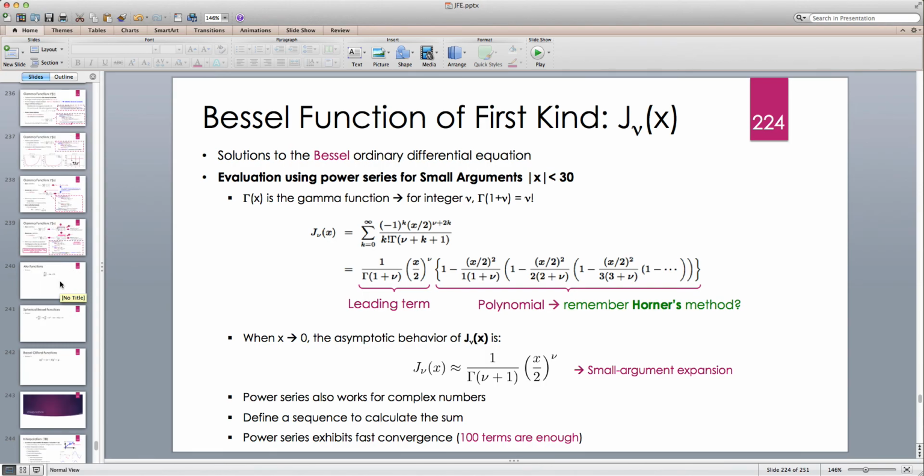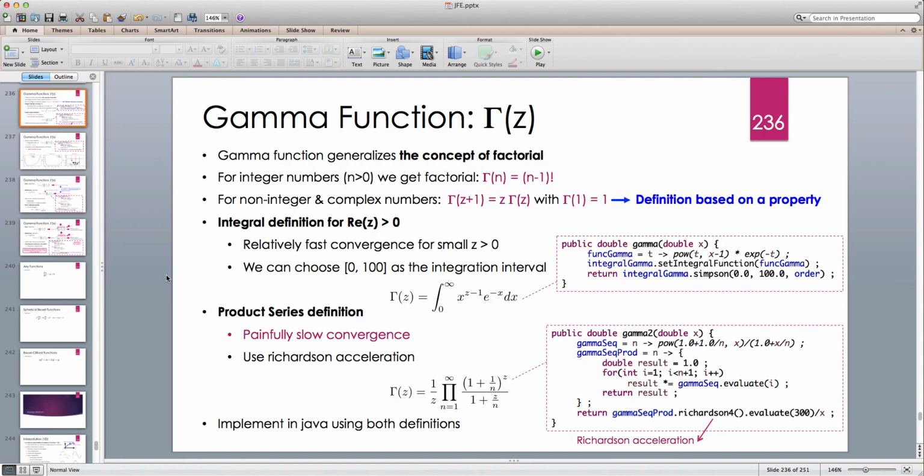I want to jump ahead and discuss the gamma function first, because I told you I used the gamma function, but I didn't tell you how to evaluate it. So I'm going to jump here to the gamma function.